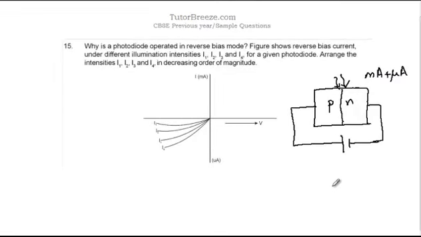In reverse bias, there is a small current which is in microamperes, and this current is due to the minority charge carriers. Due to the incident light, there will be an additional current which is also in microamperes. So the fractional change in current is more in this case rather than in this case. So it is preferred to operate a photodiode in reverse bias mode.